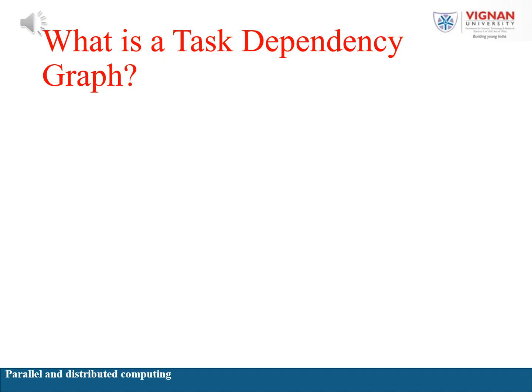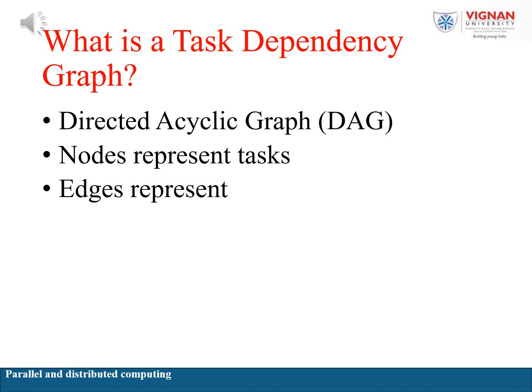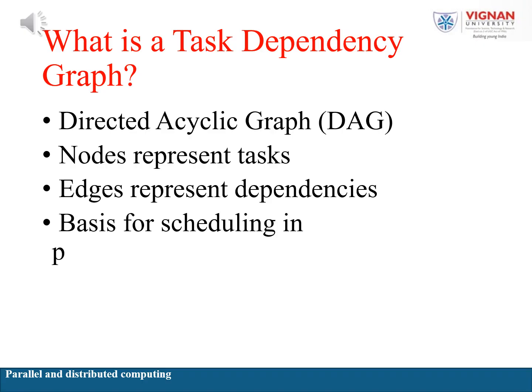What is a task dependency graph? A task dependency graph is a directed acyclic graph, or DAG, where each node represents a computational task and each edge represents a dependency. This means a task cannot start until all tasks pointing to it have completed. These graphs serve as the backbone of efficient scheduling in parallel and distributed computing.